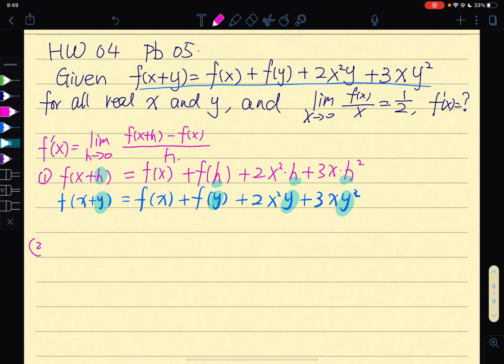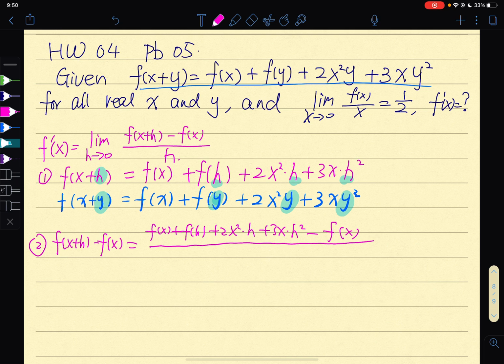Now I want to find the difference. I have my numerator, that is to say f of x plus f of h plus 2x squared times h plus 3x times h squared minus my f of x. Of course, I want to divide it by h according to the definition. There's a quite obvious cancellation. What's left is f of h plus 2x squared times h plus 3x times h squared over h, and I want to find the limit of this expression.